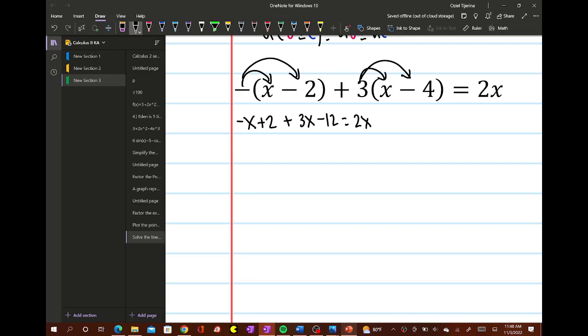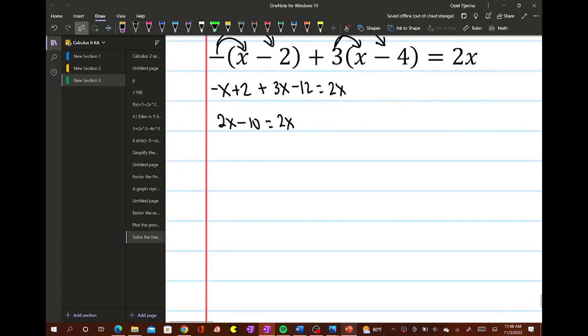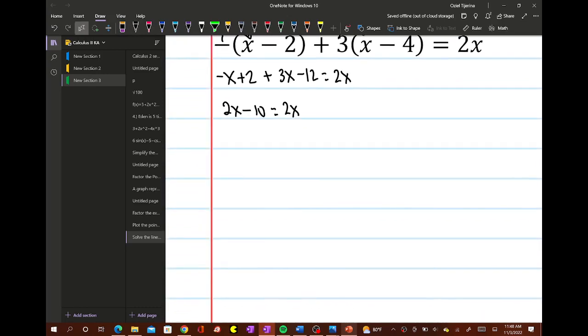So here, 3x minus x is 2x, and then 2 minus 12 is negative 10, and this gives you 2x, right? So this is a perfect example of when a linear equation cannot have a real solution. So if we subtract 2x on both sides, right?